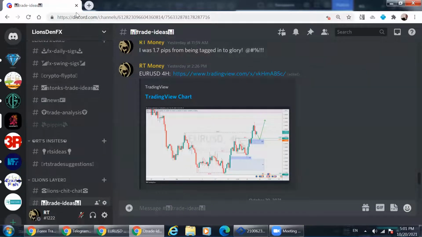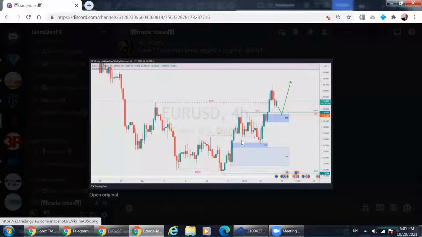This is the Lions Den FX trade ideas section, right? I put this in here yesterday at 2:26 in the afternoon EST. I said, boom. I had a big old arrow sitting right here at this 4-hour order block as price was making its way up. Boom, boom, boom, boom, making nice higher highs, right? Breaking structure and expecting price to return. Look at the structure it broke here. Return to impulse and then continue the bullish momentum. That's what I put.